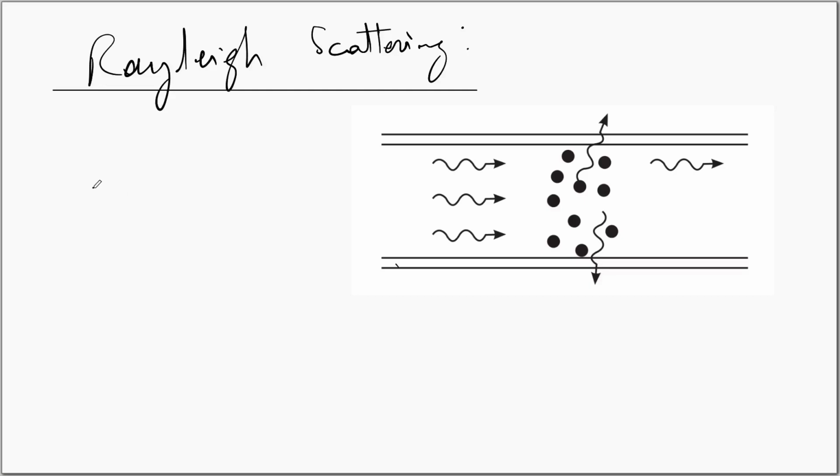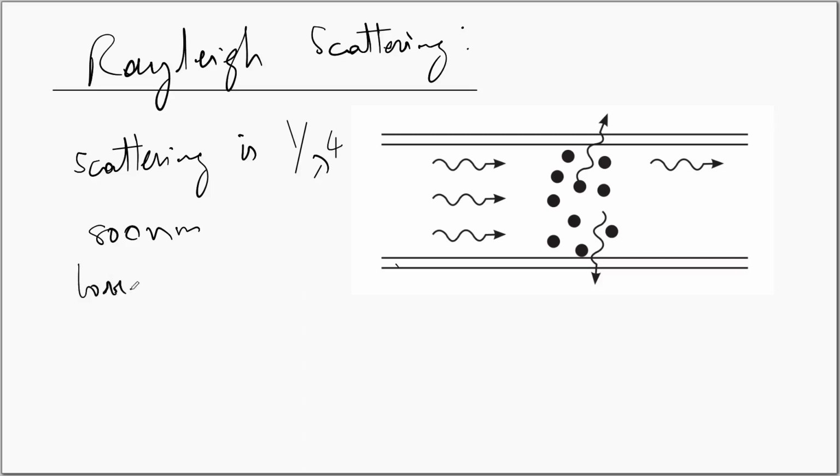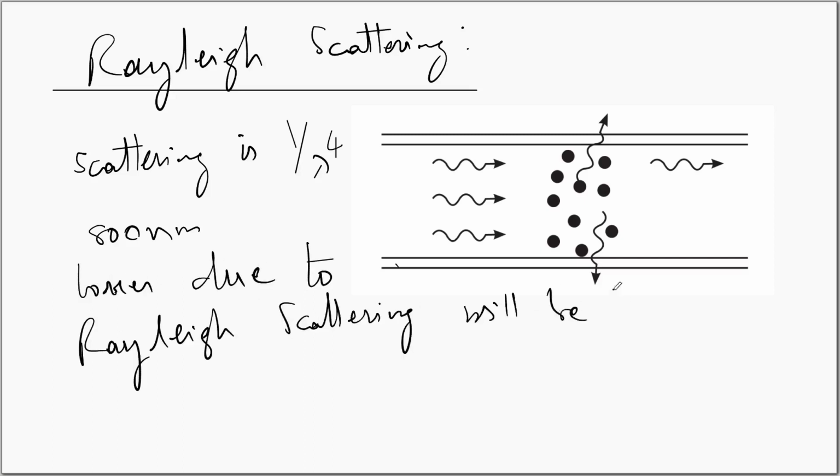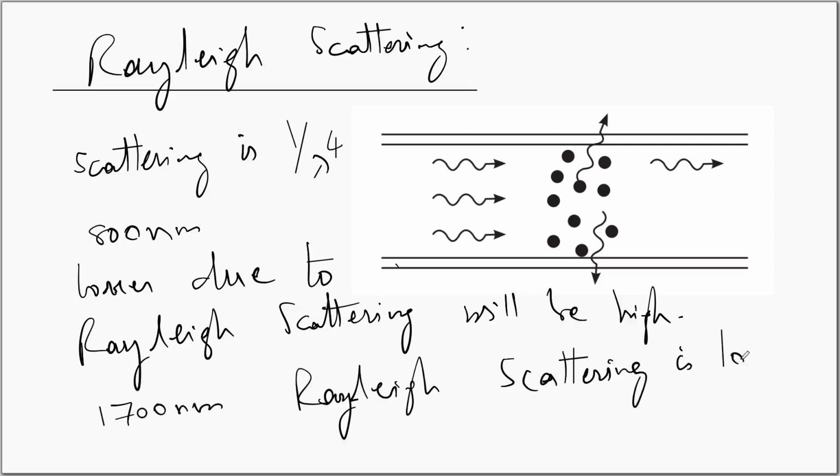The Rayleigh scattering amplitude is proportional to 1 over lambda power 4. The Rayleigh scattering becomes prominent in the shorter wavelengths and insignificant in the longer wavelengths. If the incident wavelength is less than 800 nanometers, then the Rayleigh scattering will be large. The losses due to Rayleigh scattering will be high. Around 1700 nanometers, the Rayleigh scattering is low. However, such a wavelength is not suitable for optical communications.